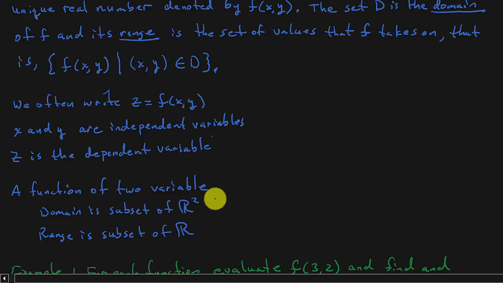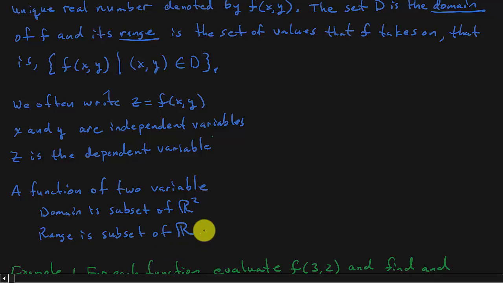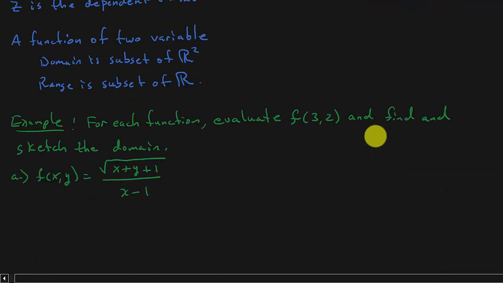For a function of two variables, the domain is a subset of R2, and the range is a subset of R. Think about it: you're plugging in a point from R2, an (x, y), but the number you're getting out is just a single number from the range. So your range is a subset of the real numbers, R1.